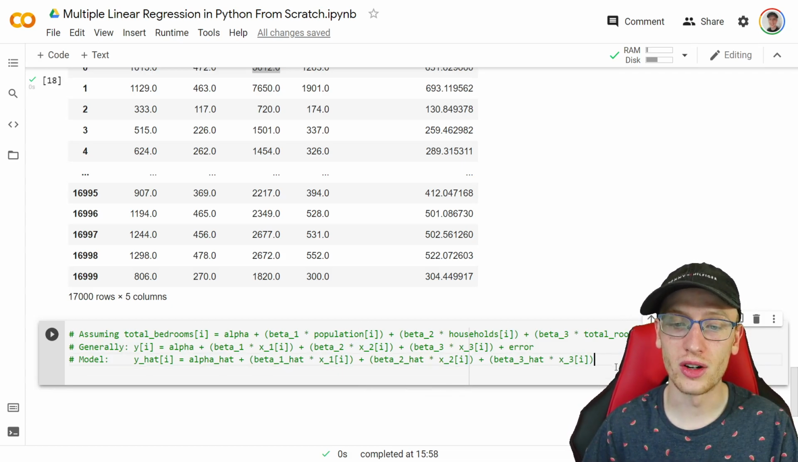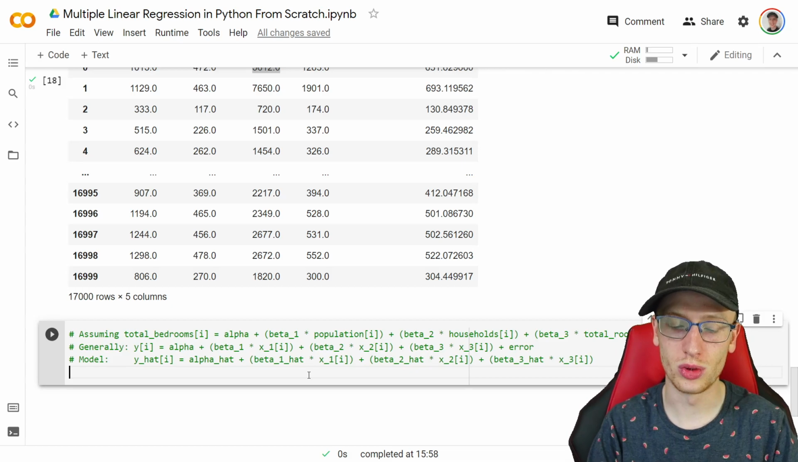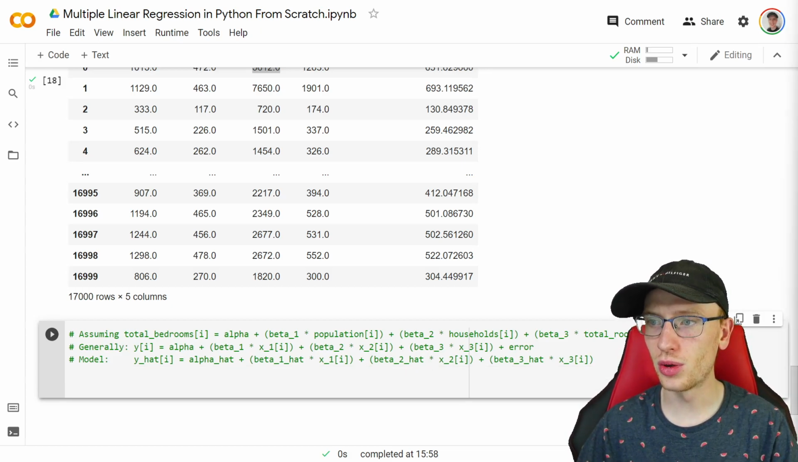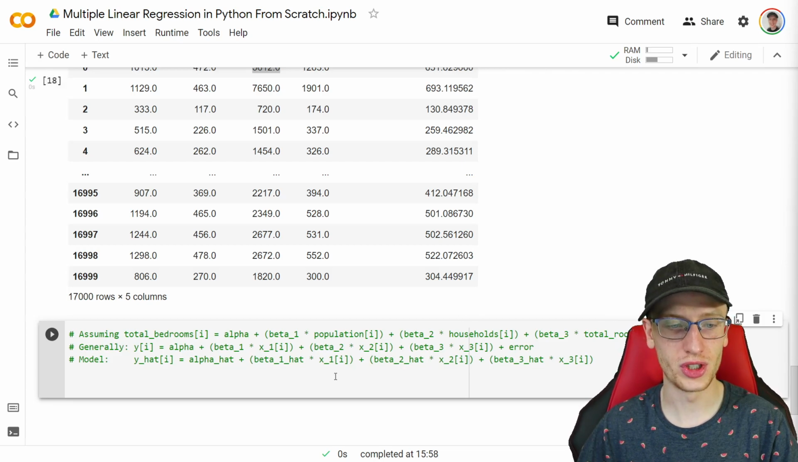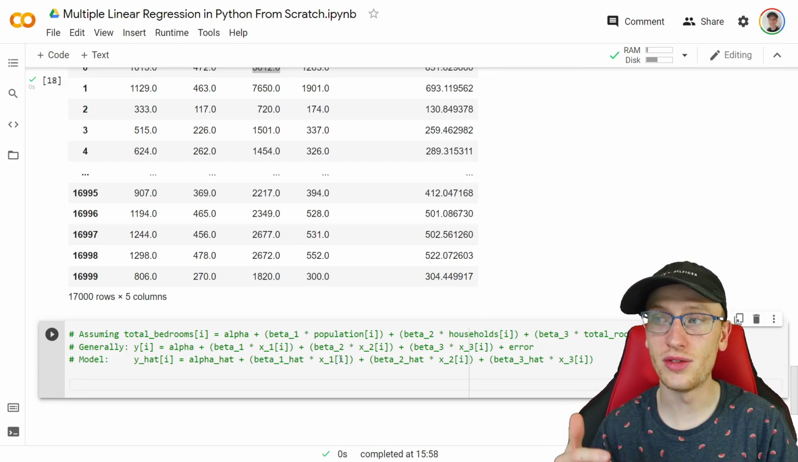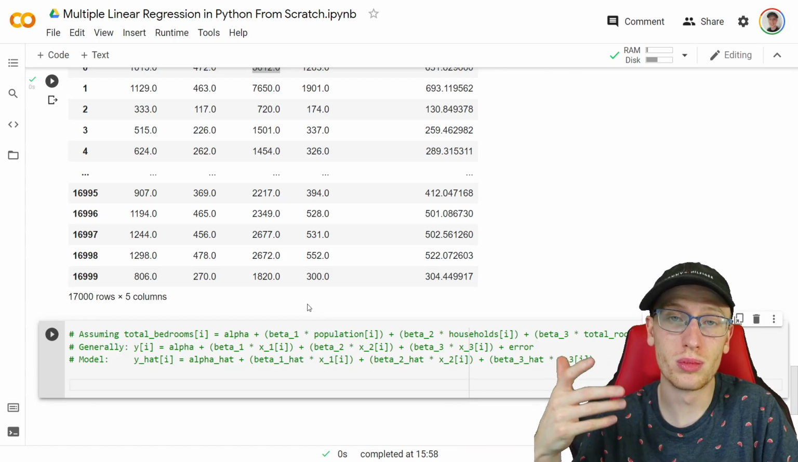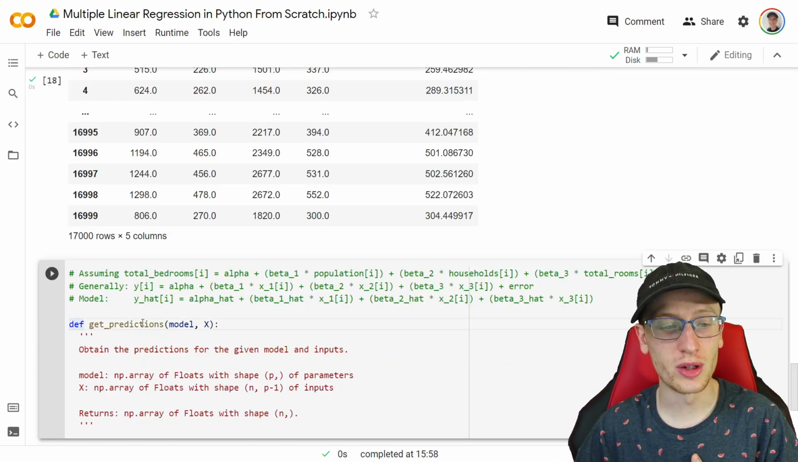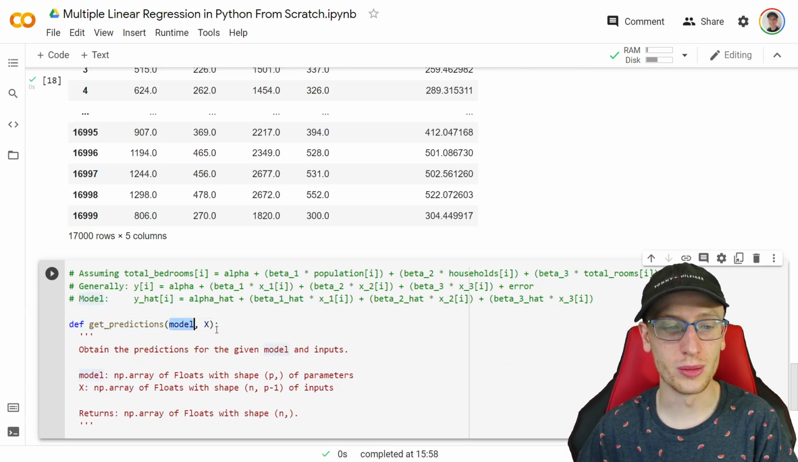Note again, there's no error at the end here. We're not going to assume in our model that we predict with some random error. We're going to predict with this function, this line. So we're going to write this function together, which is getting predictions given some associated pre-existing model. If that doesn't make sense, don't worry. We'll try to define get_predictions with the model and x.